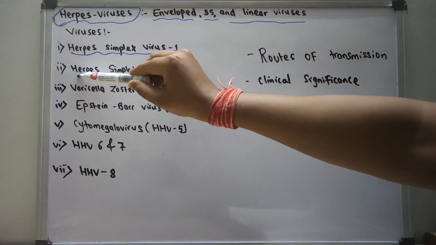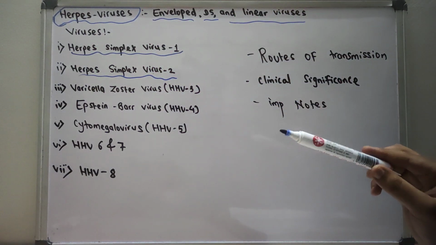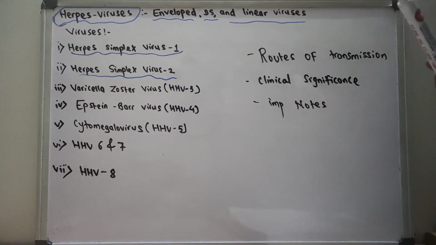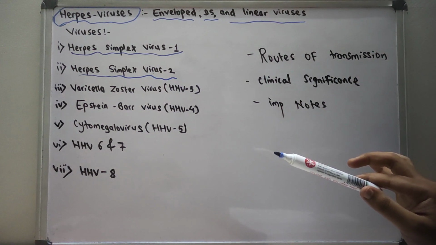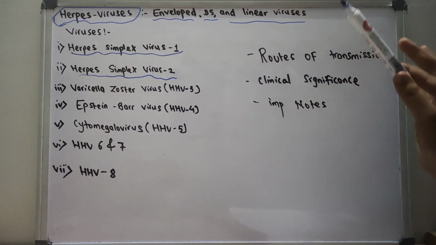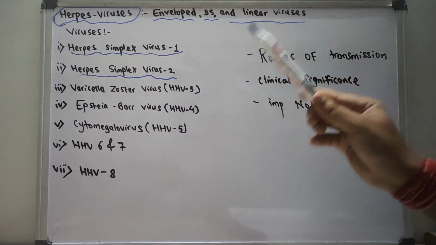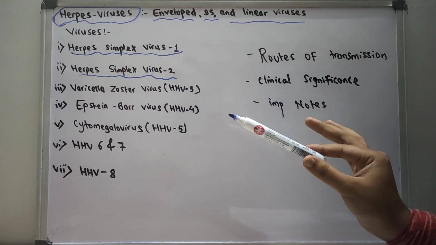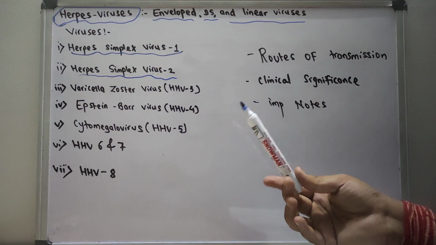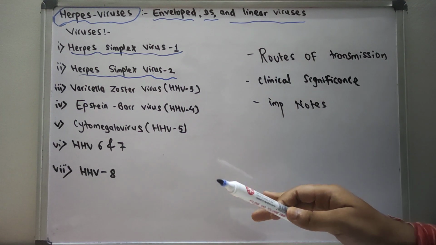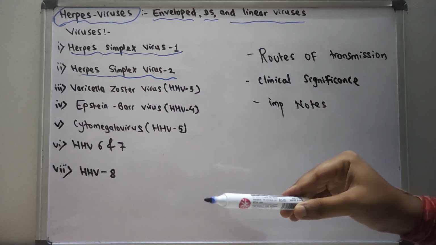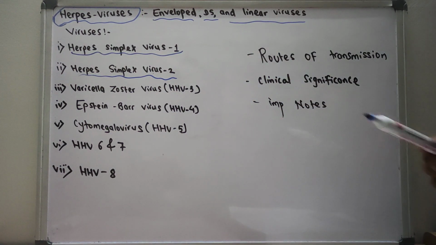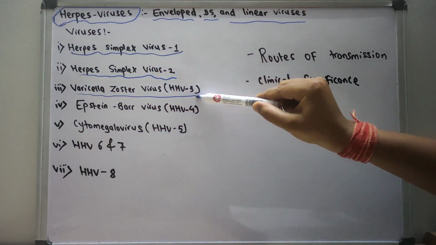Now let us talk about the herpes simplex virus 2. The herpes simplex virus 2 is transmitted mainly through sexual contact and perinatally. So the clinical significance of this herpes simplex virus 2 is that it causes herpes genitalis and neonatal herpes. So herpes simplex virus 2 is most commonly latent in the sacral ganglia. It causes viral meningitis, and viral meningitis is more common with herpes simplex virus 2 than with herpes simplex virus 1.